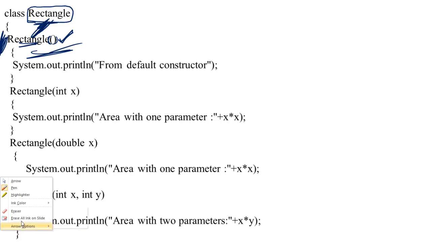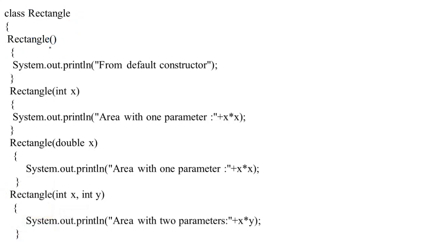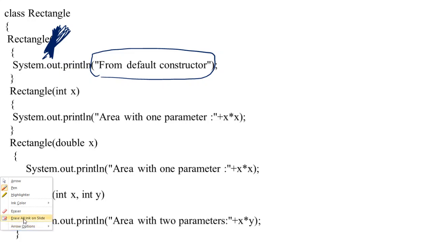As it satisfies the definition of a constructor, I can call it a constructor. It says System.out.println from default constructor. In my previous lectures we were also discussing what a default constructor is. A default constructor is a constructor which does not have any arguments. You don't have any arguments or parameters here. Therefore, I can say it is a default constructor.